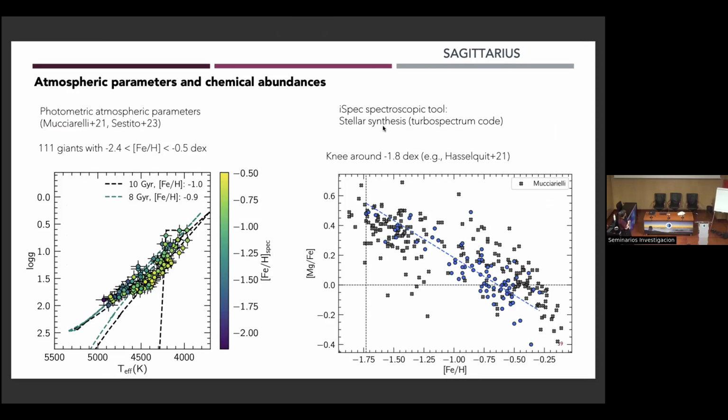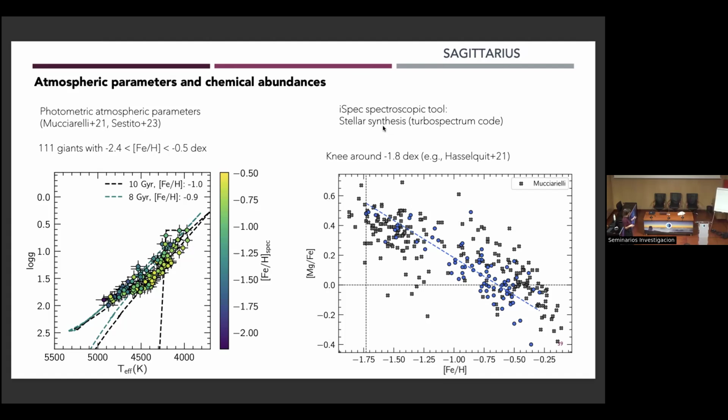And basically, based on the quality of the data that I have, I will try to derive as many chemical abundances as I can, to really try to have a complete chemical characterization of the populations that are housed in the core of Sagittarius.